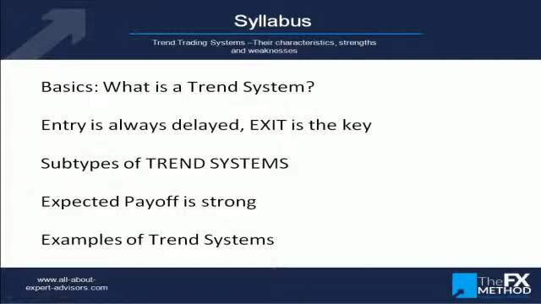Okay, so that's the syllabus for today. We're going to talk about what a trend system basically is and how it's regularly defined. I'll give you what I think is maybe a better definition. We'll see that trend trading is always delayed, and how important the exits are, not only for the coding and the logic, but also for the optimization. We'll go into a few of the subfamilies of trend trading systems, such as pullback systems, volatility trend systems, and so on. And then we'll see some of the strengths of the trend trading style.